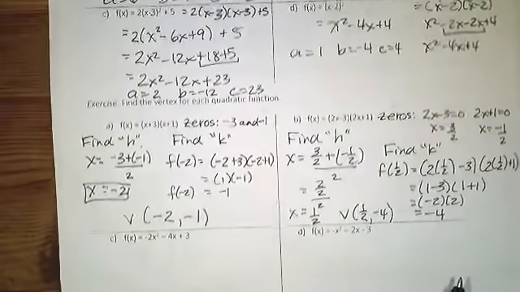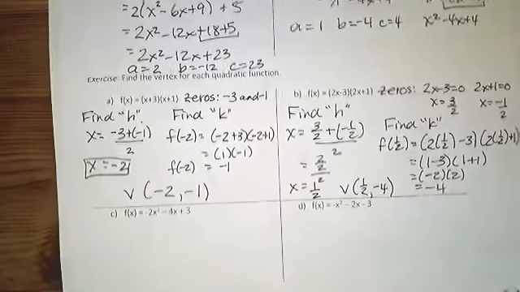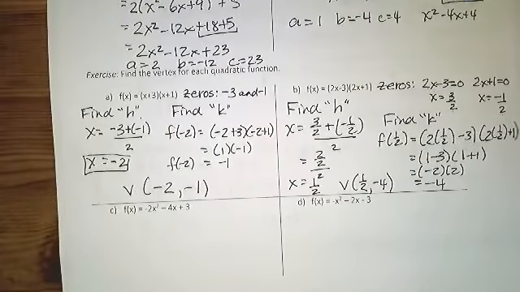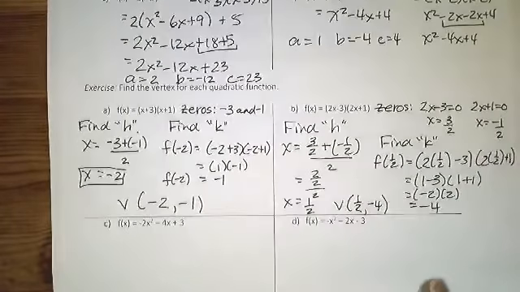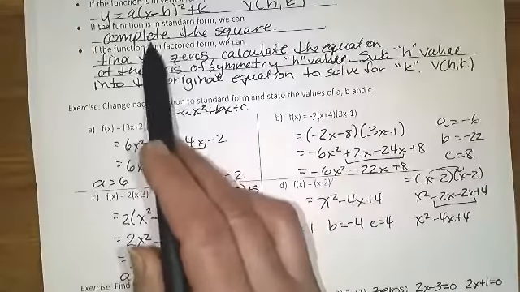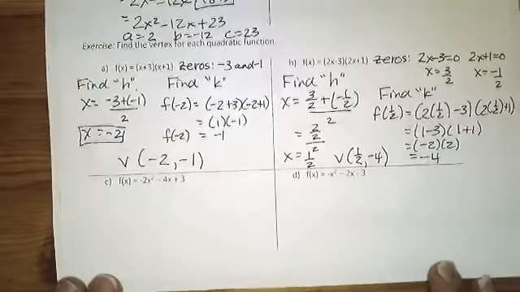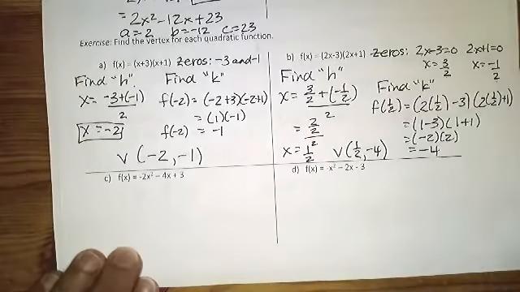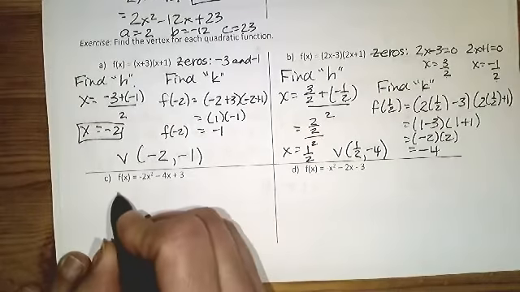So that's finding the vertex if it's in factored form. Now, if it's in standard form, we learned standard form up here that we need to do the method that we learned earlier of completing the square. So we're going to apply that method to these questions. So you might want to look back at your notes.